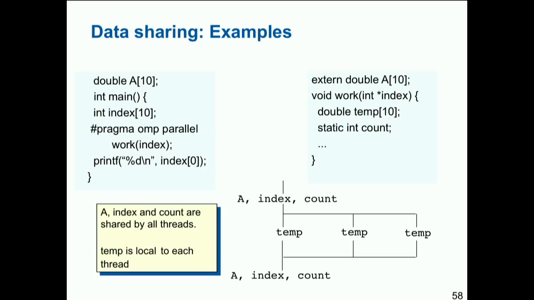So how do you change those? Again, the example was index is shared by default, right, in this example. And everyone creates a copy of temp. What is temp? Temp is this internal array within the work function, and work function is called within the parallel region. Consecutively, every thread will create its own version of temp because it's local to the thread. Fine. All good.